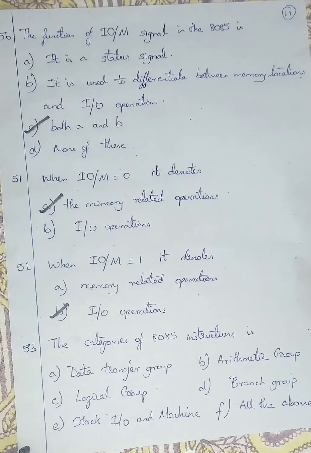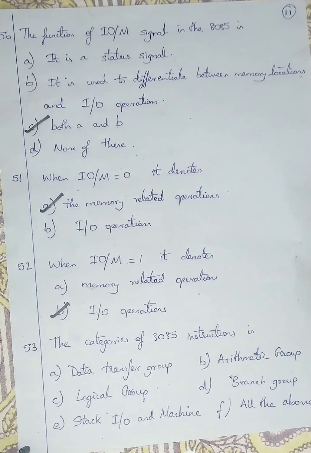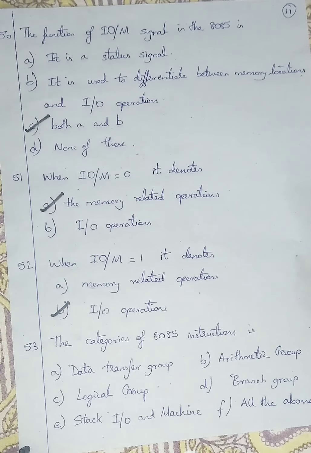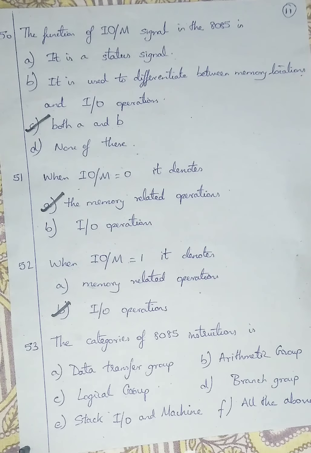When IO/M is 0, we go with memory related operations. When it is 1, it is input output. 0 means low, 1 means high. The computer reads only binary language, zeros and ones. When the input output command is low, we go with memory operation; there is no input output command, so the memory command is taken. When there is an input output command, the memory command is not taken, and input output operations will be carried out.